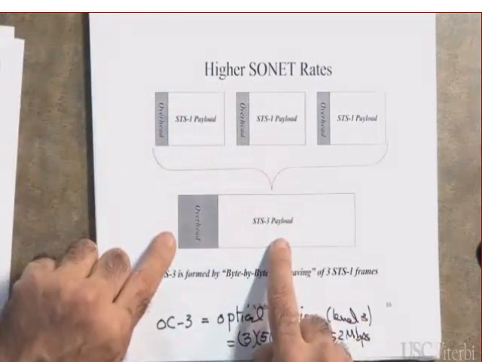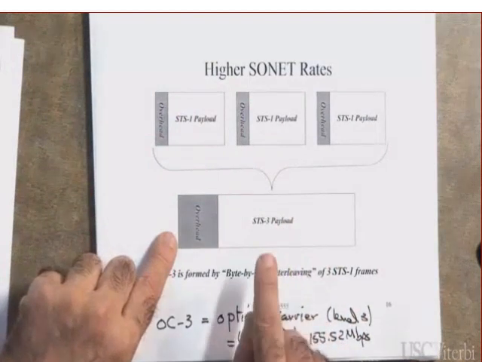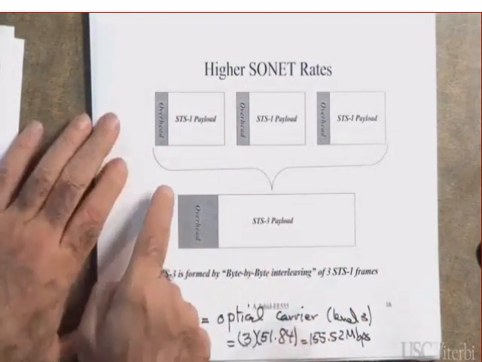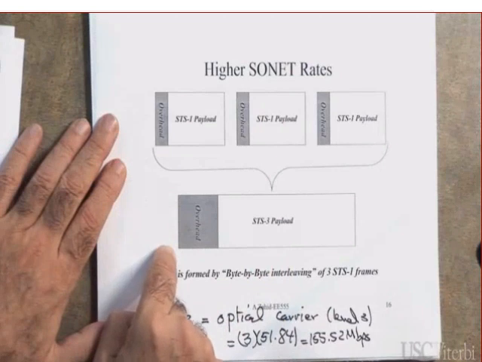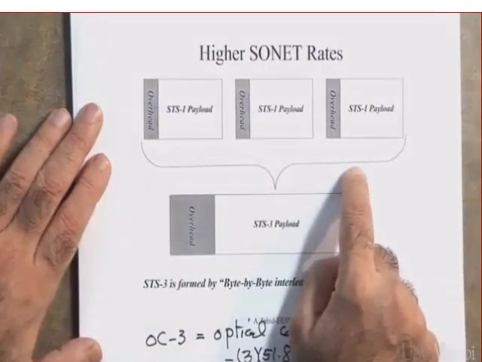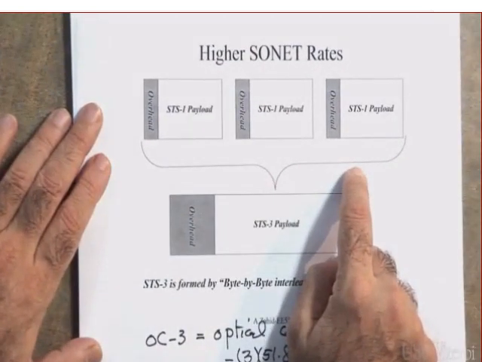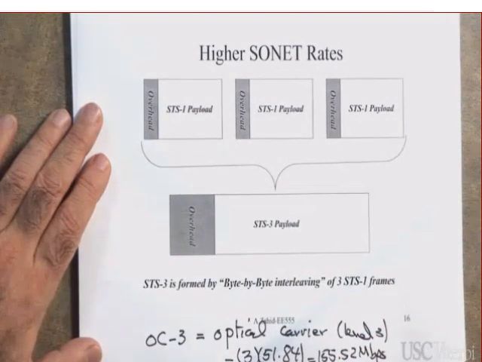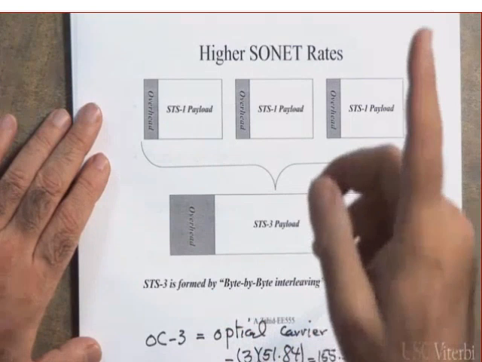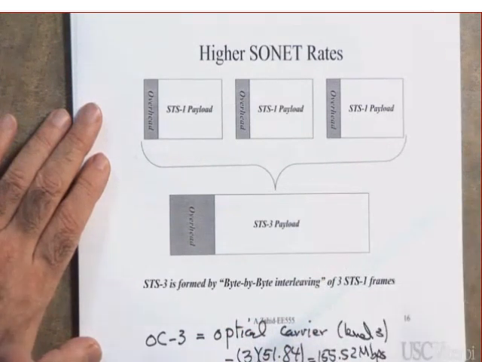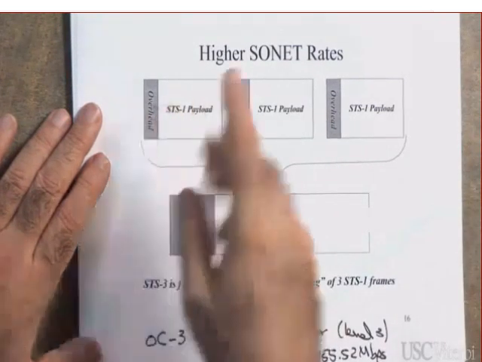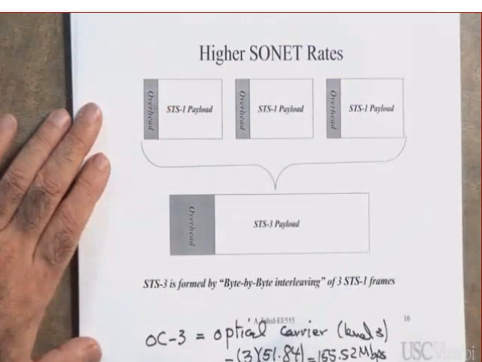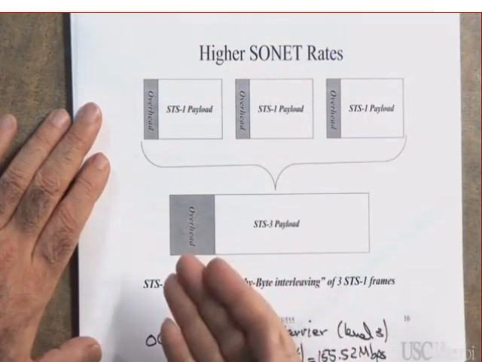I wanted to show you this. What is this? This is an STS3 frame. How many rows? 9 rows. How many columns? 270. Are you following or not? So what is the total? It's 9 times 270. Whereas this one, it was 9 times 90. Did you get my point or not?